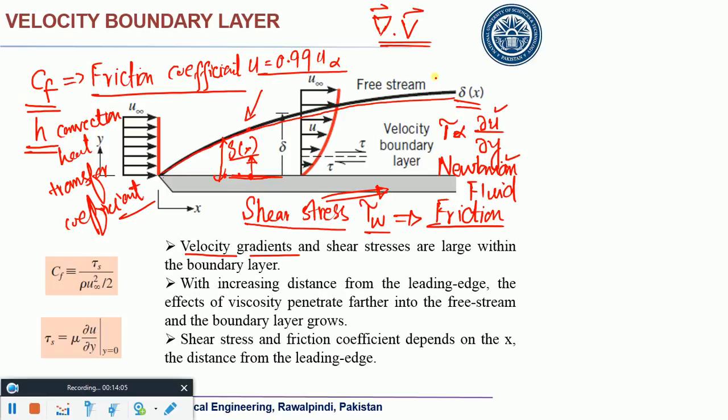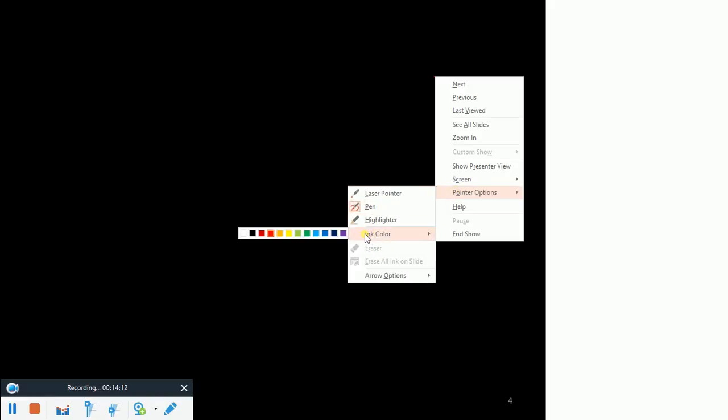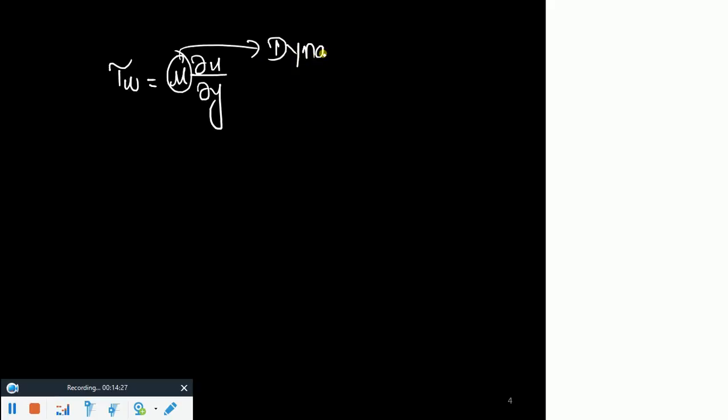So if I convert this proportionality sign into an equality sign, there would be a quantity mu, and you would write tau equals mu times partial u by partial y. And this mu is what? Dynamic viscosity. By the way, there is something called kinematic viscosity as well, right? So this is mu. We would use that term as well.